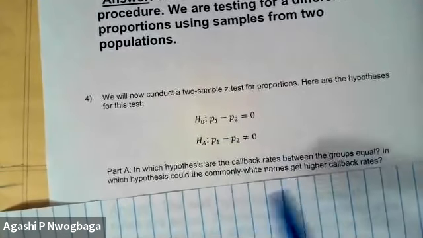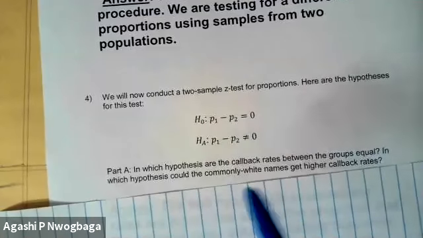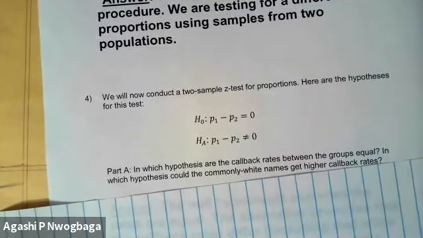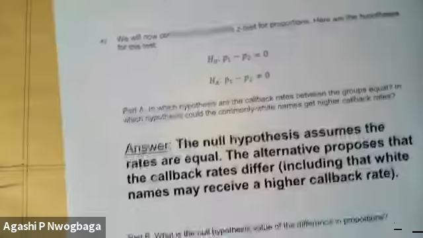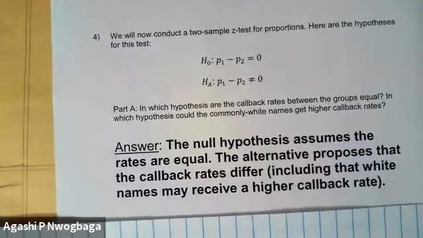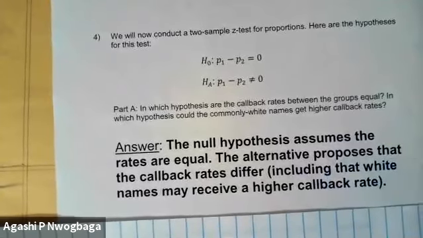So in which hypothesis are the callback rates between the groups equal? In which hypothesis could the commonly white names get higher callback rates? The null hypothesis assumes the rates are equal. The alternative hypothesis proposes that the callback rates differ, including that white names may receive a higher callback rate.